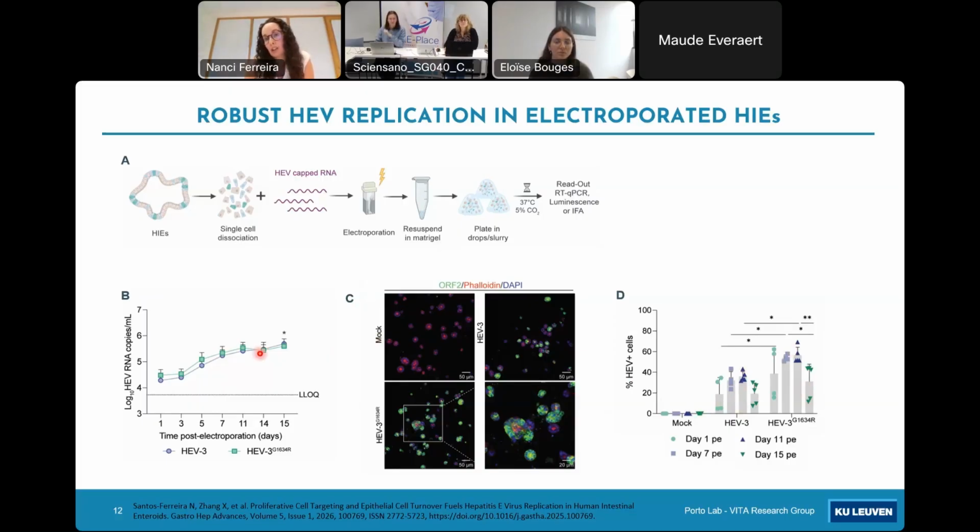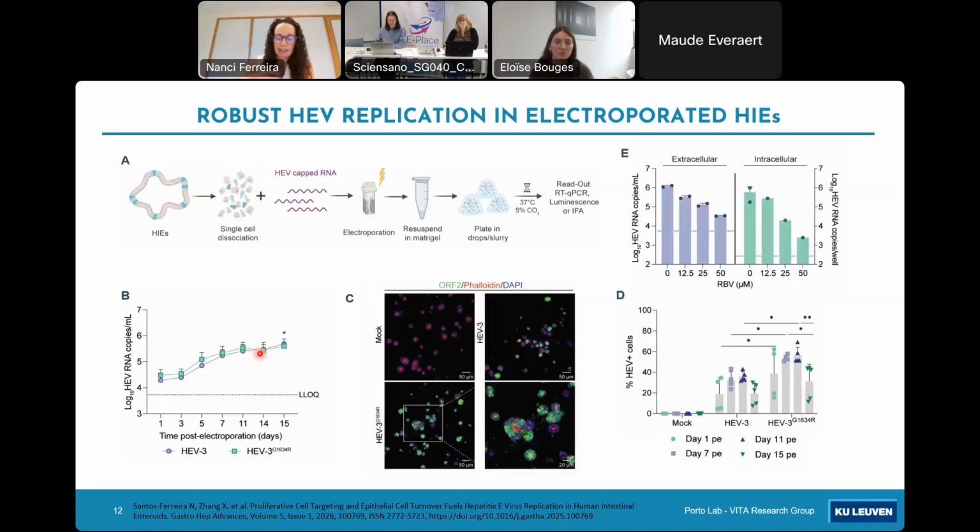Using this model, we also further validated the activity of ribavirin. This is an off-label antiviral frequently given to treat chronically infected patients. Because if the gut could serve as a reservoir for HEV, it's also important to understand if the antiviral drugs that are administered to patients are also effective in the gut or only in the liver.